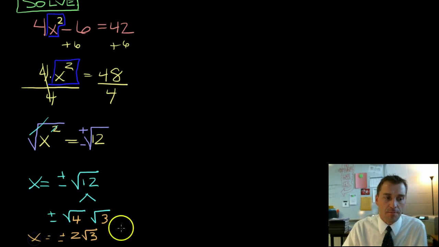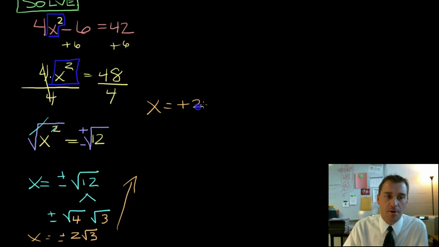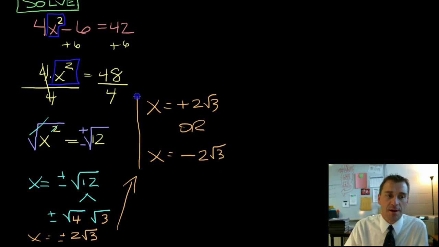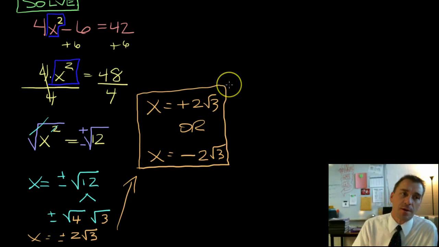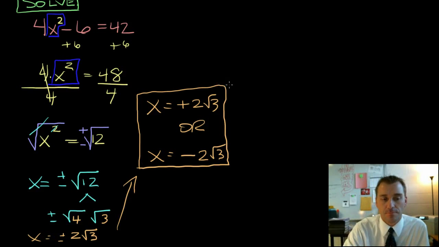So what are my answers then, Mater? My answer happens to be this. It's x is positive 2 root 3, or the other scenario is a negative 2 root 3. This right here is how you're going to be writing your answer. That is the answer. There's 2 answers to it. It's either positive 2 root 3 or it's negative 2 root 3. Awesome. Let's do another example, shall we?